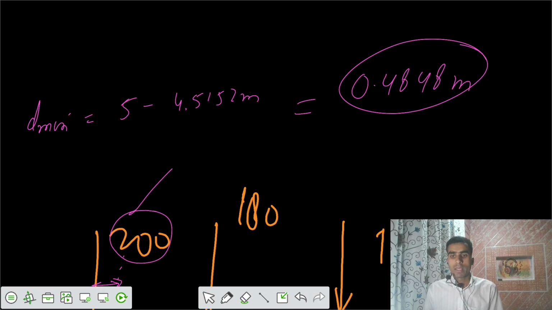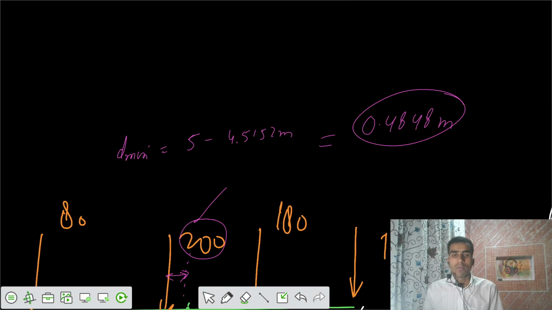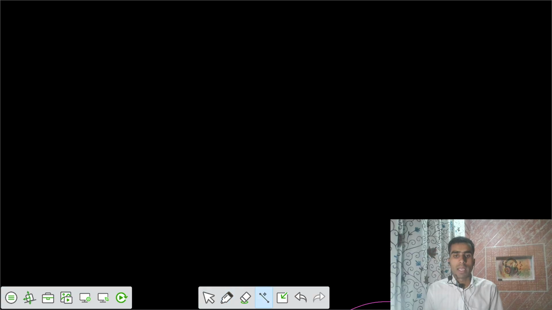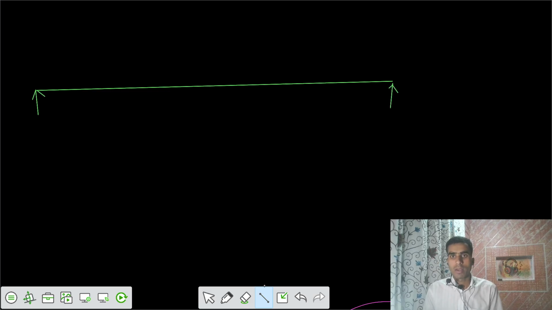Now we have to place that. Now for the maximum absolute bending moment in the beam, let's say this is our beam. How much was the length of the beam? Do you know how much was the length of the beam? 24 meter.